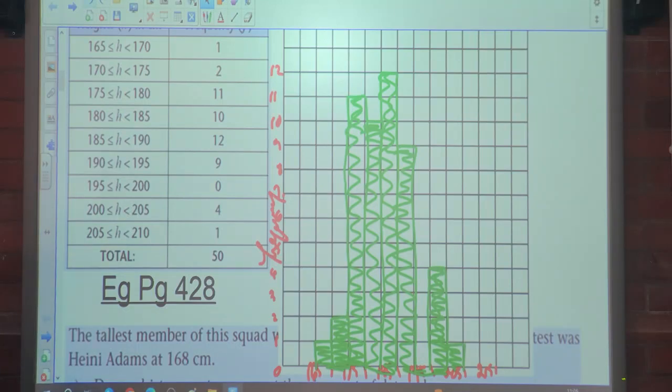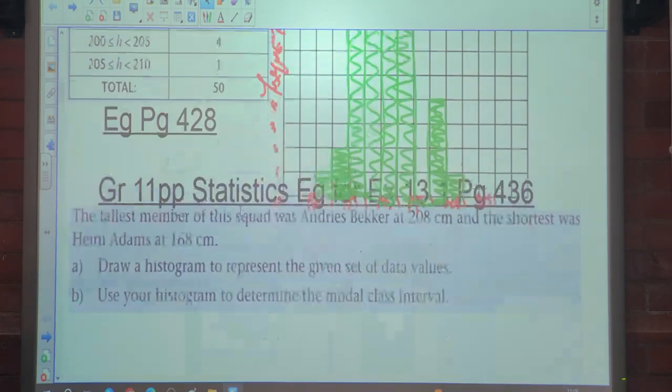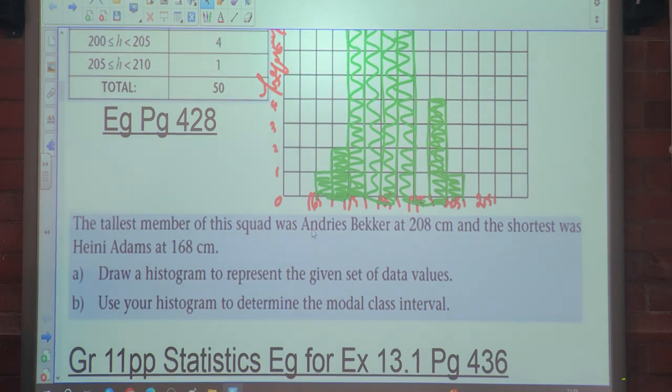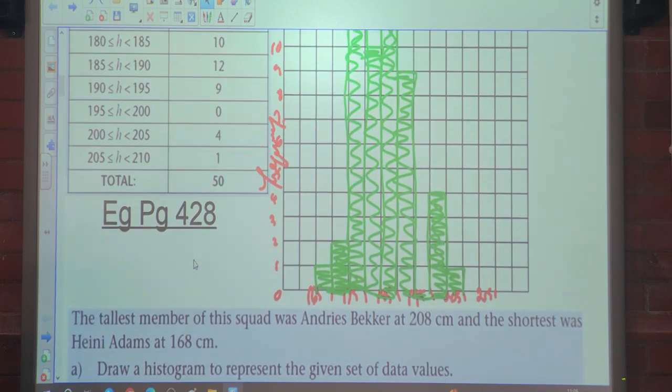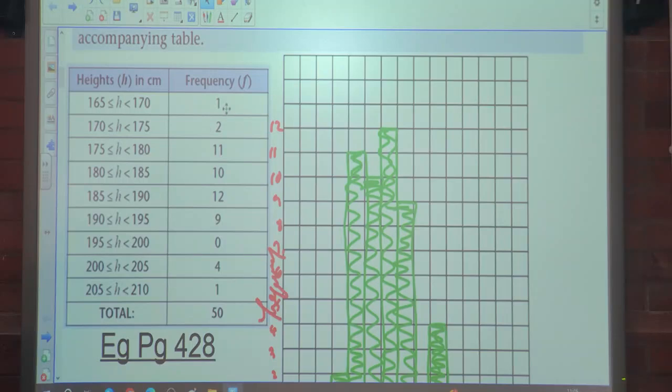But people, you guys understand. Yeah. So from here we can see clearly that the tallest member of the squad was Andreas Becker at 208 centimeters. And the shortest was Annie Adams of 168. Can you see that comes in this? Okay.